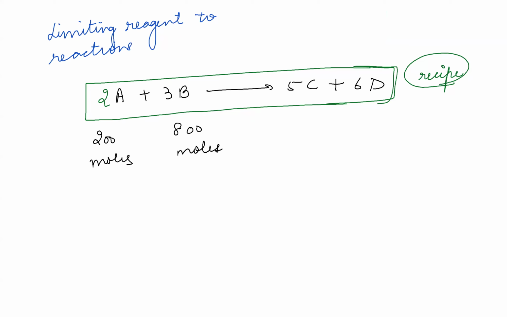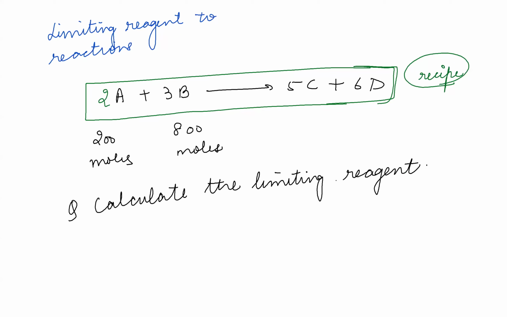And the question says calculate the limiting reagent and also calculate the excess reagent. Are we understanding? So the question says calculate the limiting reagent and also calculate the excess reagent. Understood my point or not? So what does that mean?